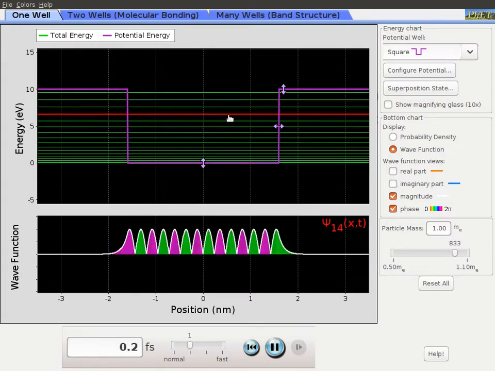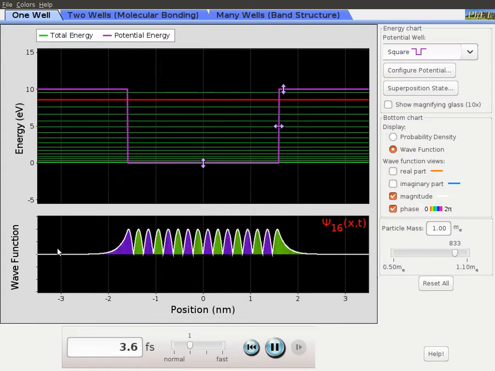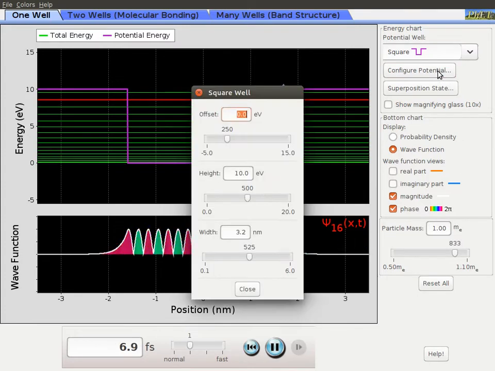So if I click on a different one, we now see that the phase is changing very quickly. It makes sense that the phase is changing quickly because that's that term, e to the i theta, for our phase. But now that's proportional to energy. So lower energy changes slower in phase. Higher energy changes faster in phase. It's a party.